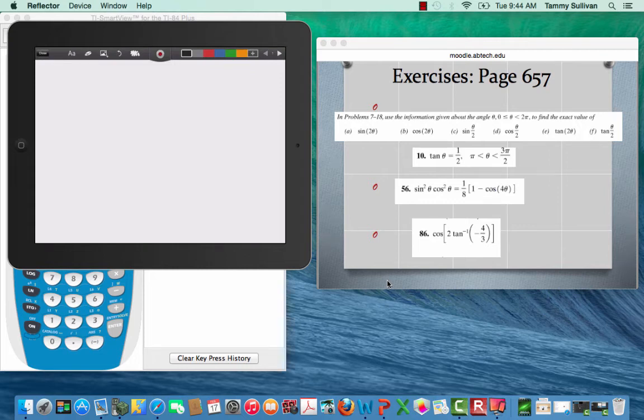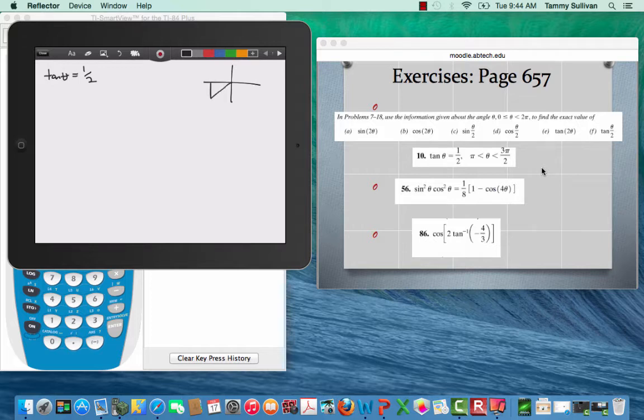So I'm going to go through some more problems in your book. The directions for problems 7 through 18 are given right here, and we're going to focus on number 10. On number 10, they tell me that the tangent of an angle is equal to 1/2, and then they're telling me that that angle is between pi and 3 pi over 2.